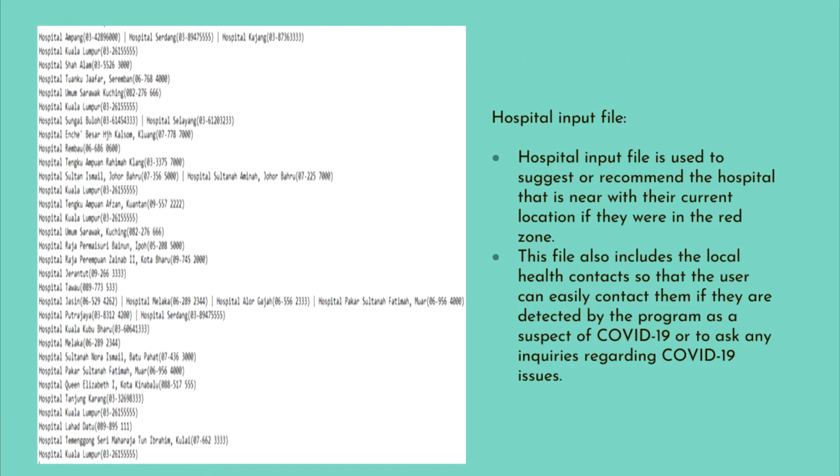Next is a hospital input file, which is used to suggest or recommend the hospital that is near the current location of the user if they are in the red zone. This file also includes the local health contacts so that the user can easily contact them if they are detected by the program as a suspect of COVID-19 or to ask any inquiries regarding COVID-19 issues.